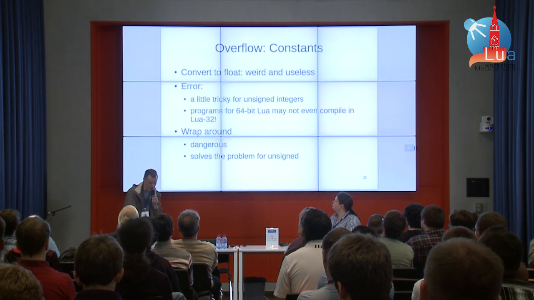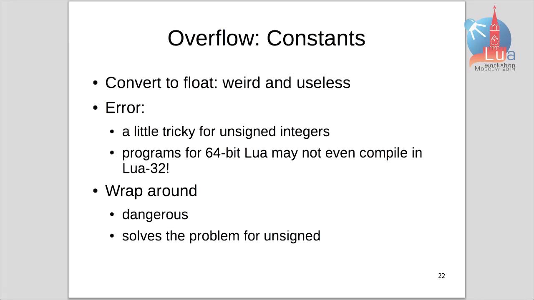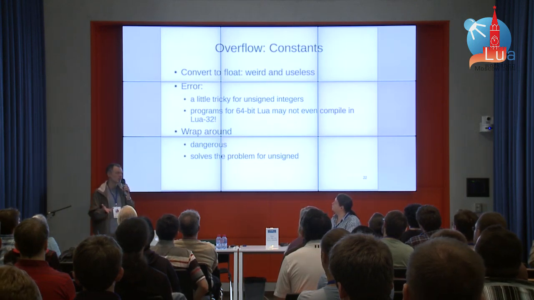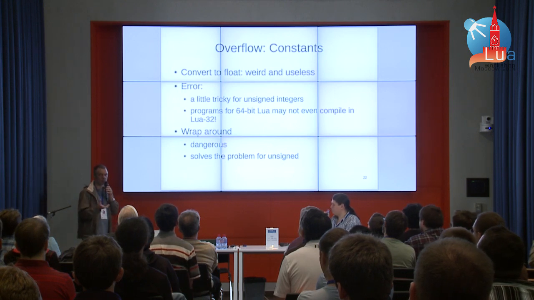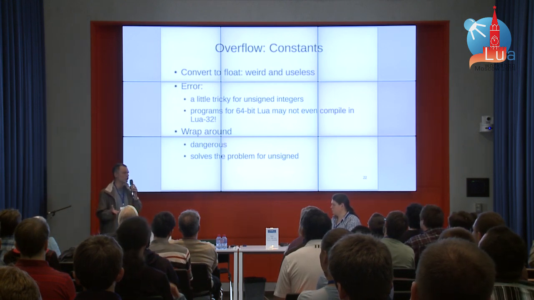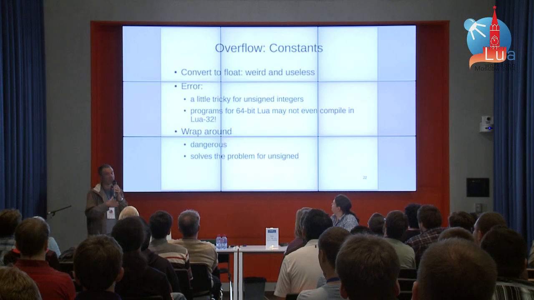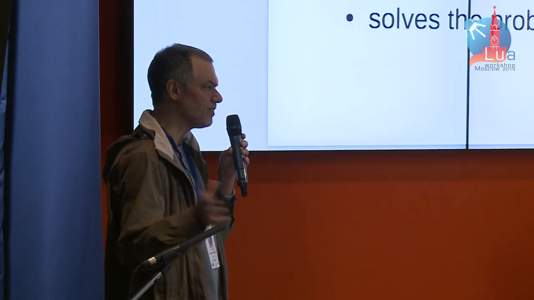So for constants, the conversion to float is something that many people expect in Lua, mainly because Lua used floats all along. But when you think about it, it's usually a useless thing. If you are operating with integers, there is some reason you are using integers and not floats. And if something doesn't fit in an integer and you convert it to float, it's like, okay, it doesn't fit in 64 bits, so I'm going to use only 53 bits. You just make the problem worse. If we really need all those bits, you are just making the problem worse.